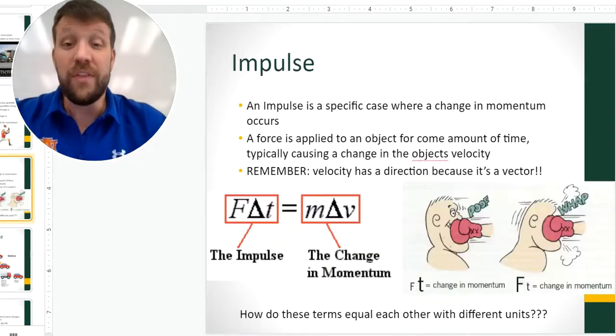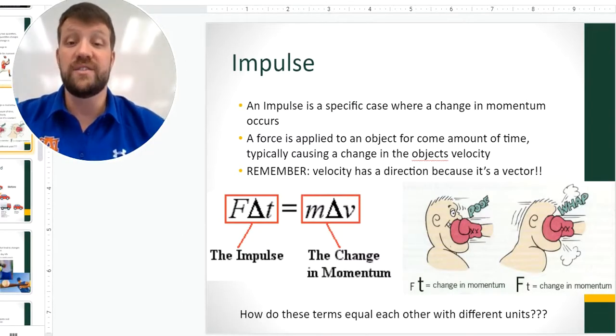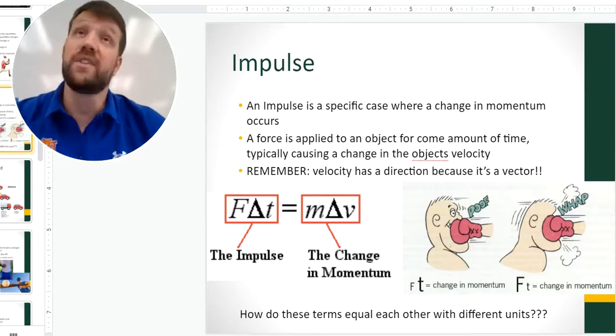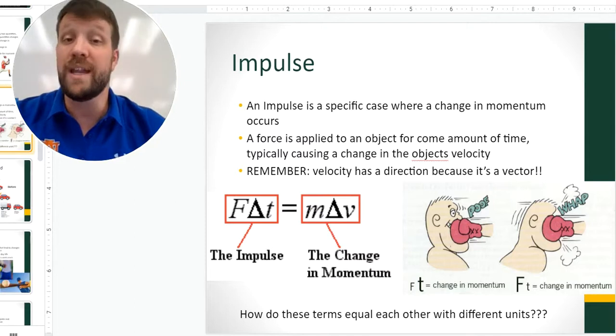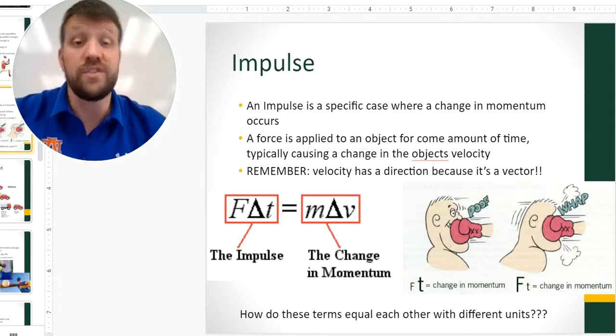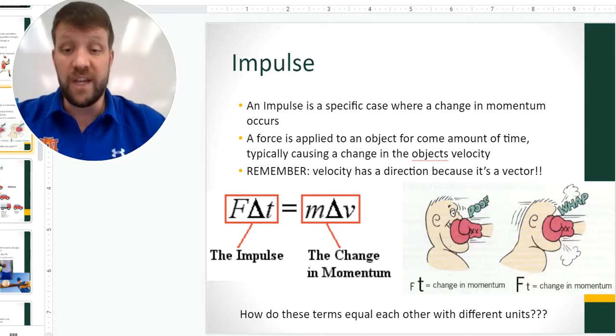Now, the other thing that could be responsible for that is an impulse. And an impulse is a specific case where a change in momentum is occurring. It occurs because a force is applied to an object for some amount of time. That force being applied is what causes the change in momentum here. So we see a force applied to an object, a reminder that velocity has a direction because it's a vector, but we see force here times some amount of time is going to cause, and that's what that equal sign really means in this case, a change in momentum.